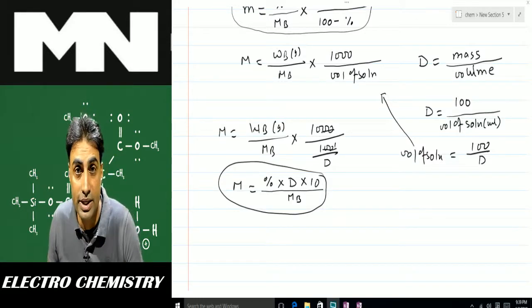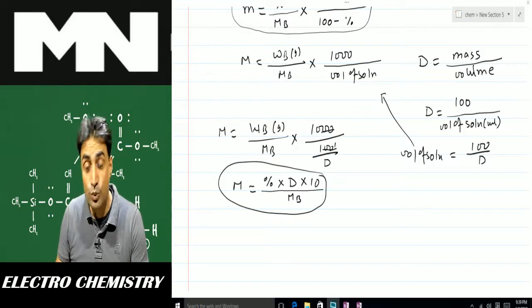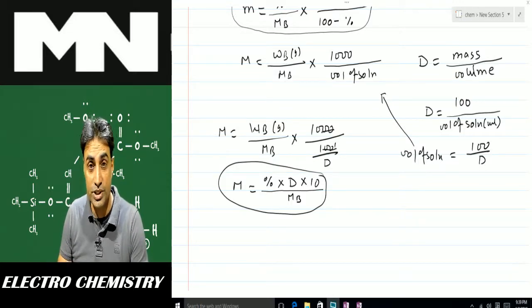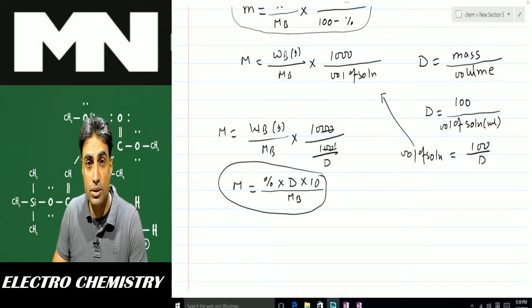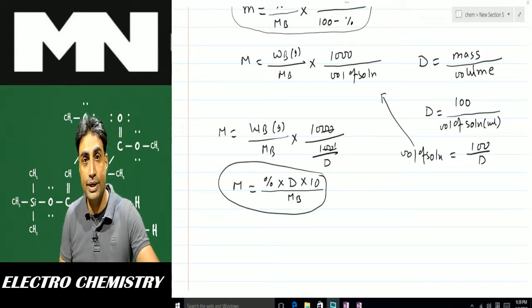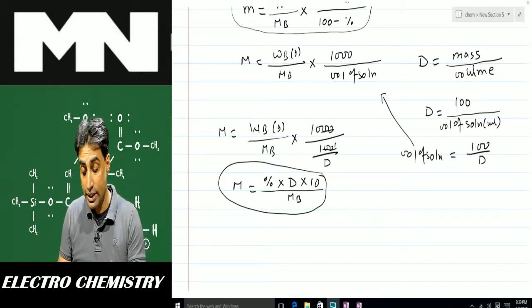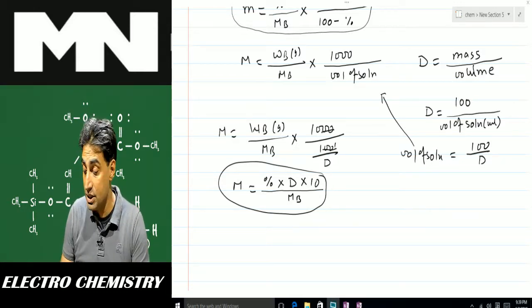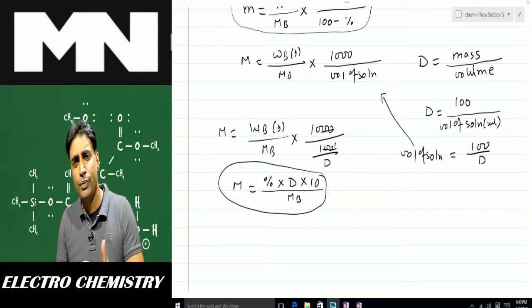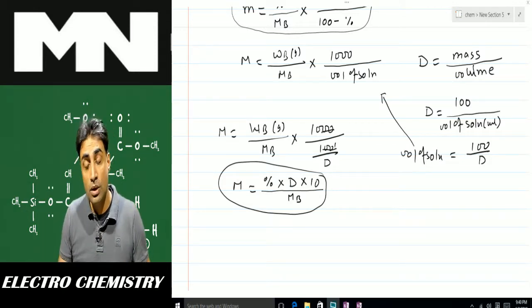Well, welcome back. In the last class, we were talking about some concentration expressions, and in that we did strength, molarity, mole fraction, and percent by mass. So today we'll move a bit ahead from percent by mass.